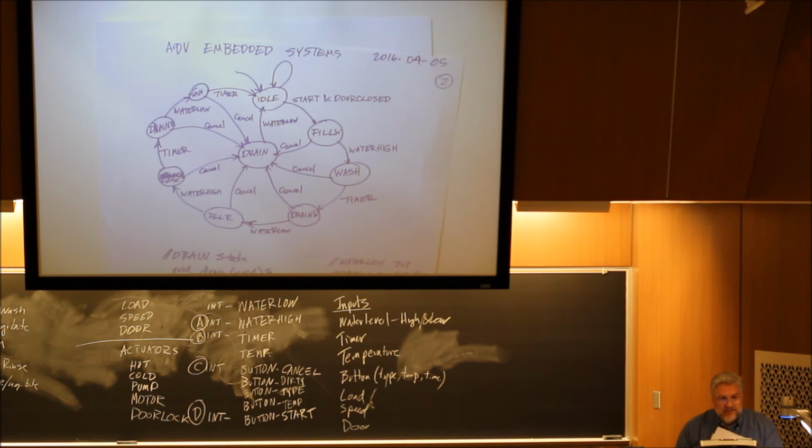Yeah, but the state diagram is door closed, and now we are locking the door. Now the user won't be able to open the door once the water is high. Correct. So that should be one of the things that we do in the ISR. We lock the door. Are you sure? Are you sure you shouldn't do it way earlier?